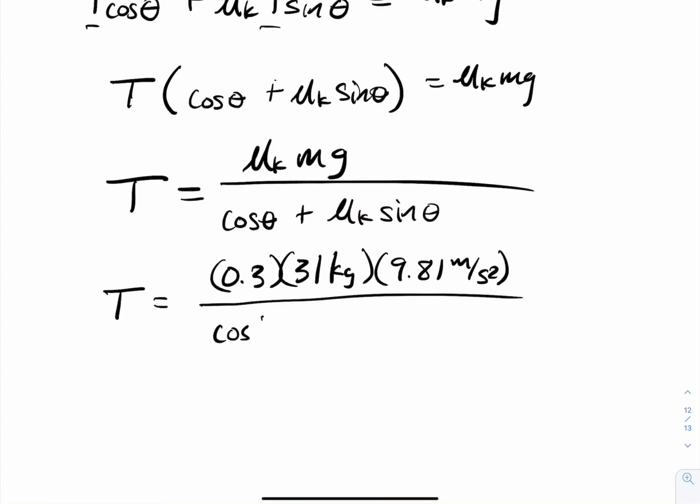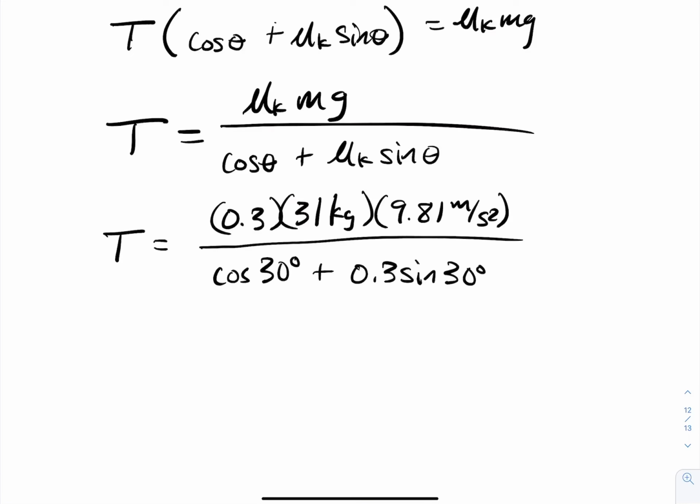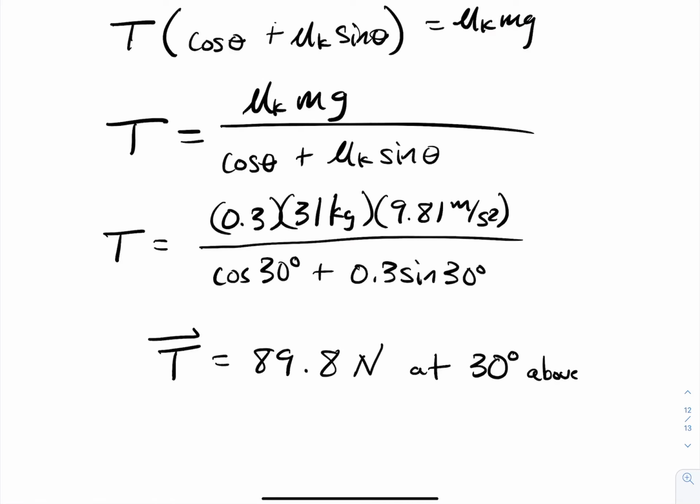Then we'll have cosine 30 degrees plus 0.3 sine 30 degrees. And if you type all this into the calculator, you'll end up getting 89.8, I think. T equals 89.8 newtons. But T is a vector, and so we could say at 30 degrees above the horizontal. That is just at 30 degrees, so you really don't need to say above the horizontal. That's kind of redundant by definition of how we give our angles, so that's good.